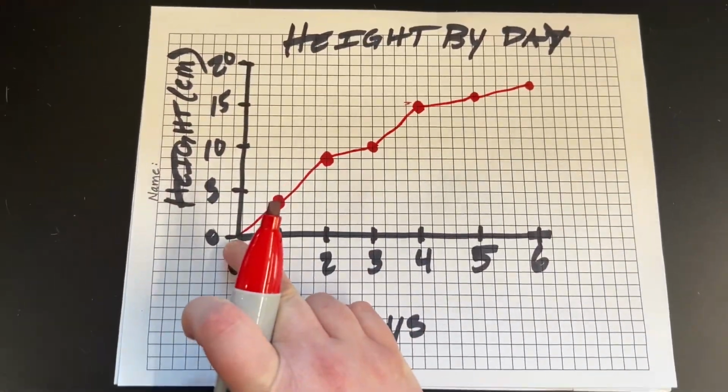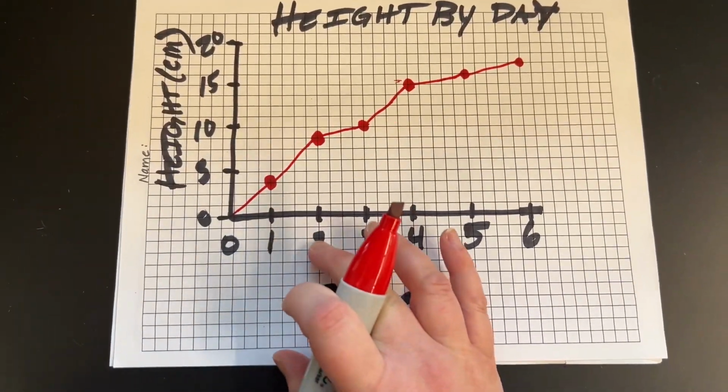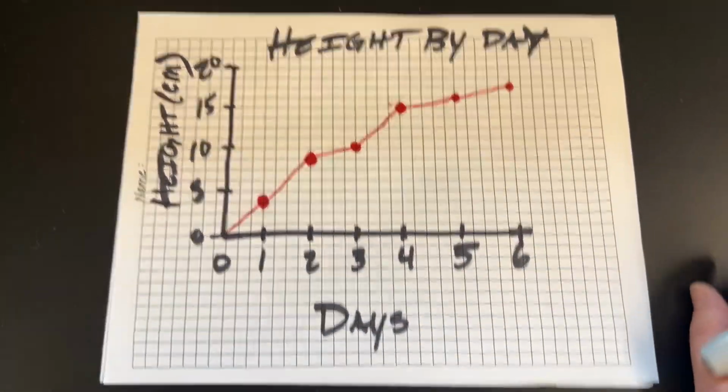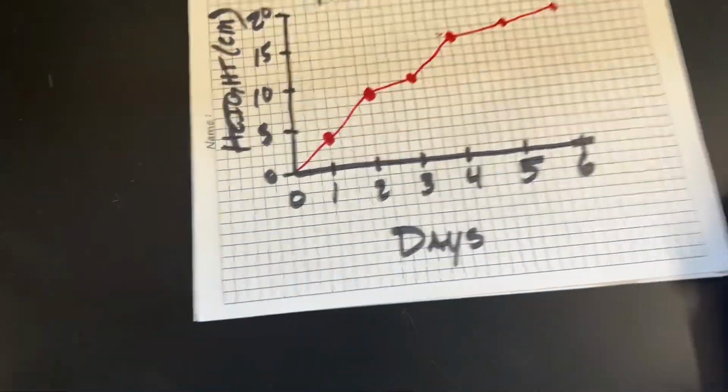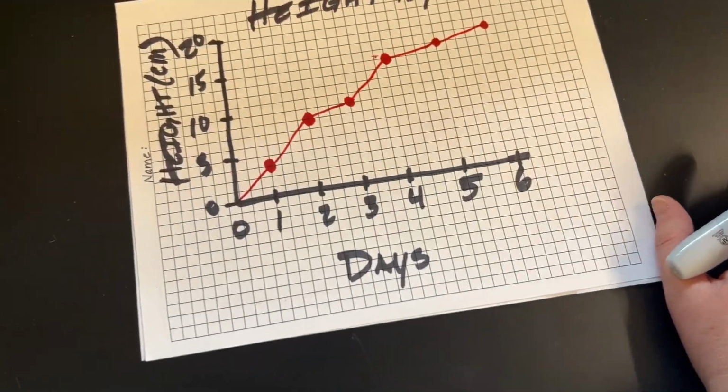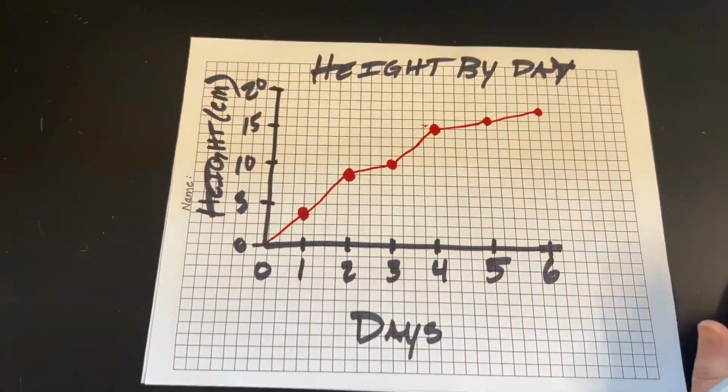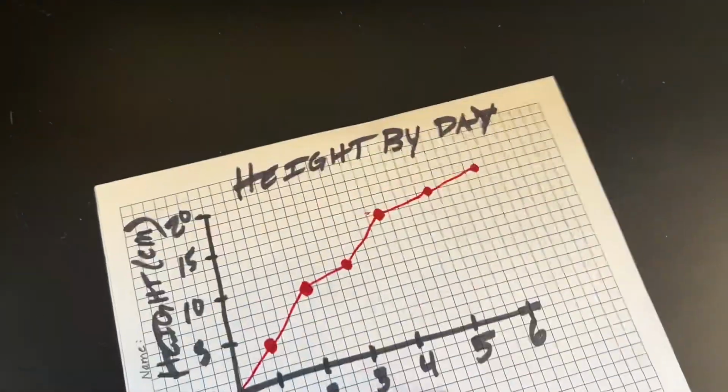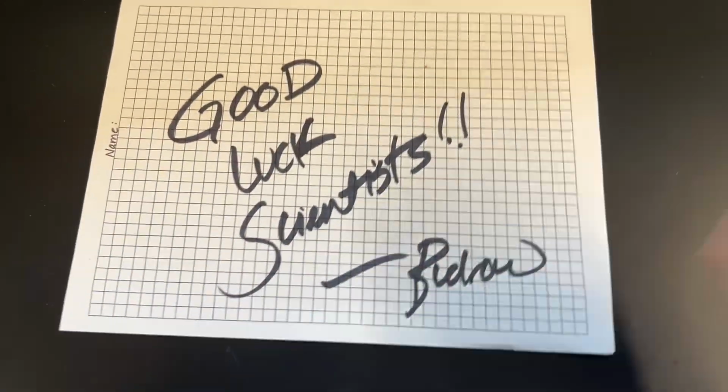Now, if I graphed day 1, but I hadn't taken the data for day 2, 3, 4, 5, again, you're going to want to leave more space. If you're waiting till the end of your data, you could figure it all out then. But that is how you graph using paper. Good luck, scientists.